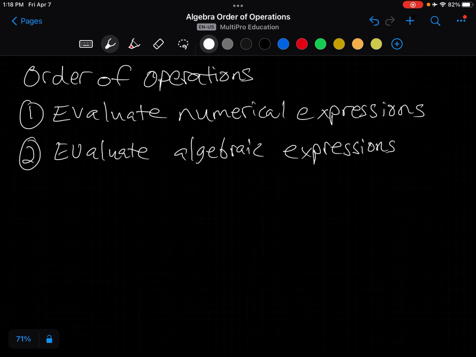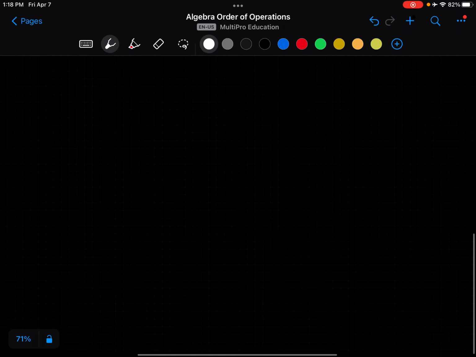We're going to cover two things today. The first thing is evaluate numerical expressions. And the second thing is evaluate algebraic expressions. So that's when we start sticking letters in with numbers. And numerical, that's just numbers. We know that. All right, so let's dive in.